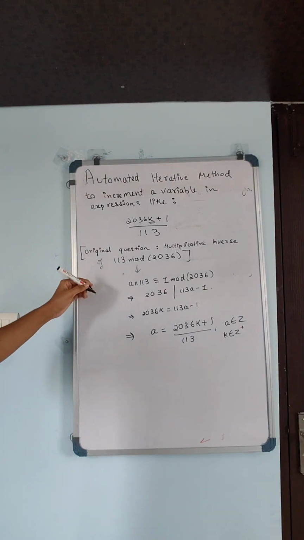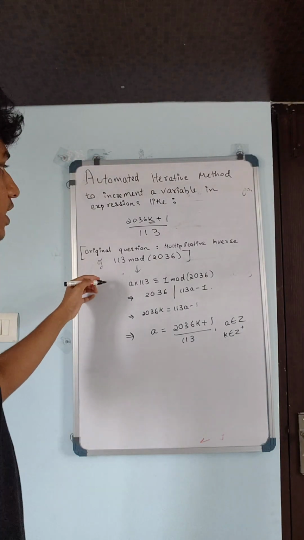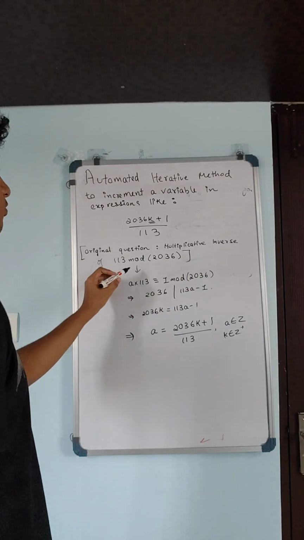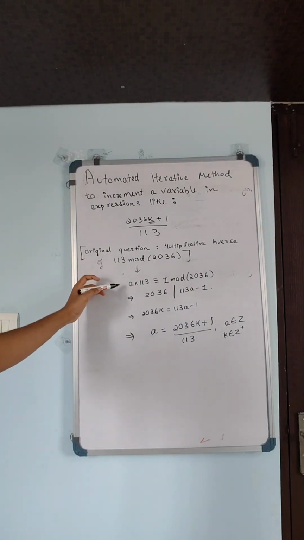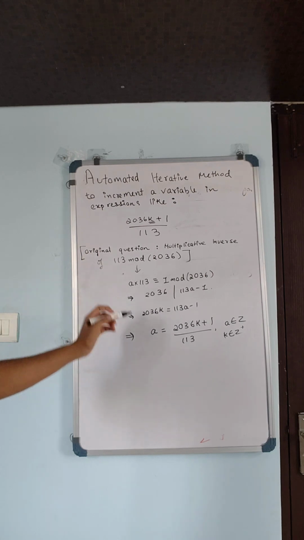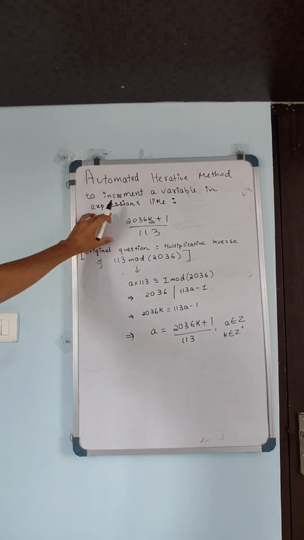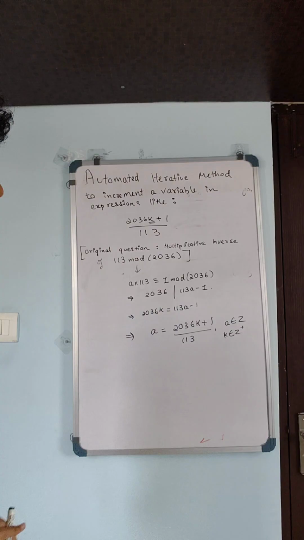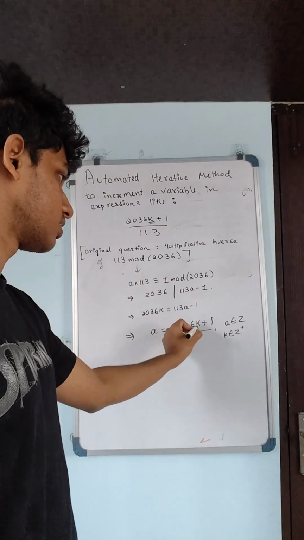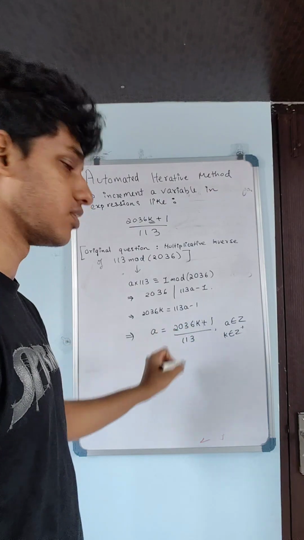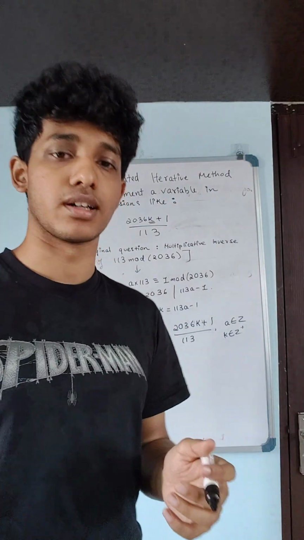So the question where I found this to be useful is where I had to find the multiplicative inverse of 113 mod 2036. And you can see that I've simplified this expression to this, which is what I've shown here as well. So the thing is, we need to figure out a way to successively automate this k value. So let's start by how we could do that.